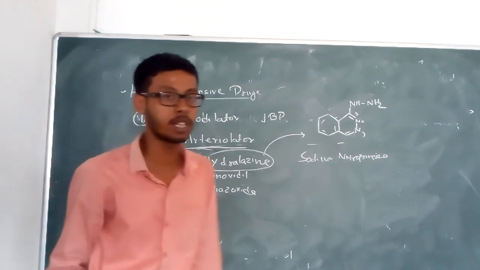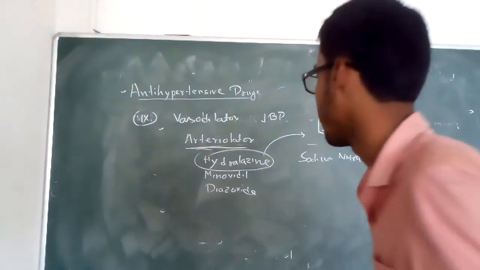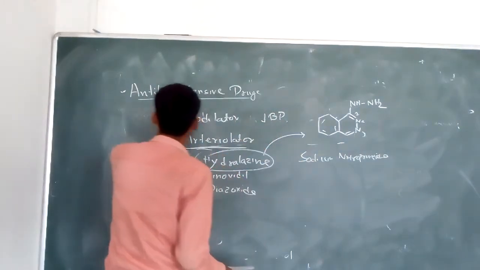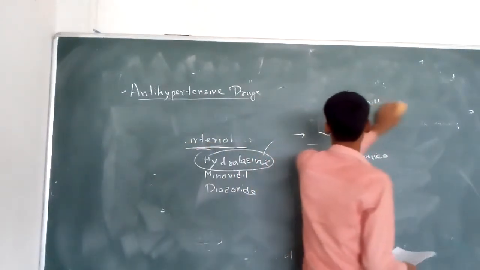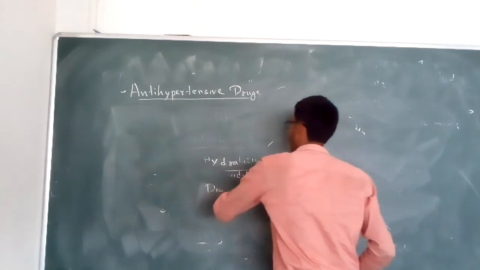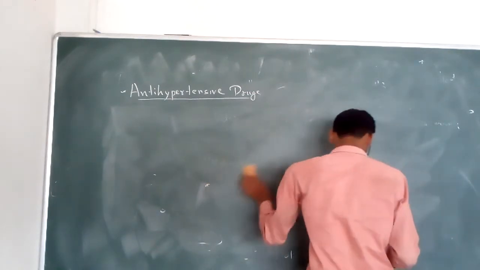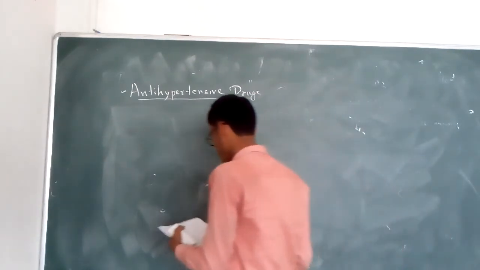Now going to the next classification, that is number 10, the last classification of antihypertensive drugs, and that is the adrenergic neuron blocker.